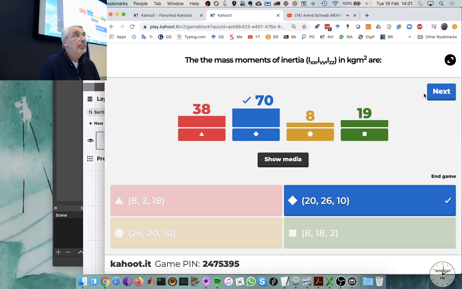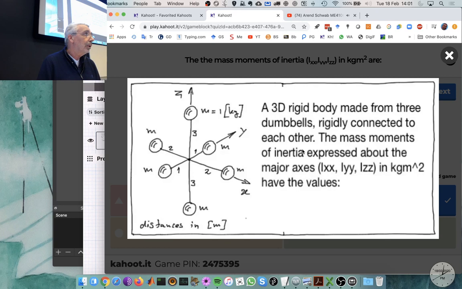Okay. There's still a big portion who have it wrong, right? Of course, you have to refresh it from memory. But again, because it's multiple choice, you can rule out a number of items already directly. So let's look at the figure again. I'm asking about mass moment of inertia about the three major axes. Mass moment of inertia was mass times distance squared, right?